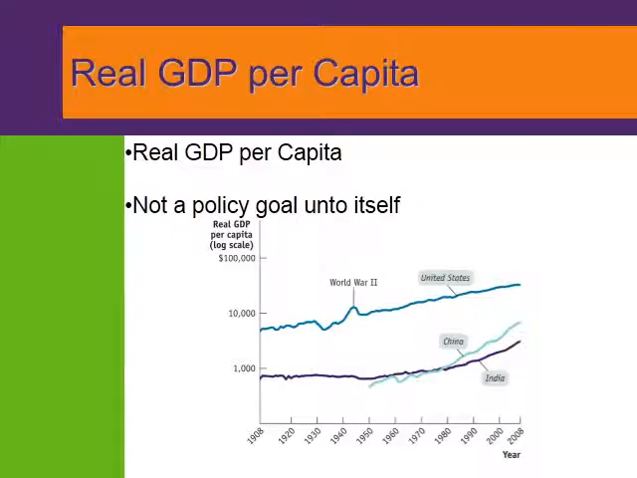Now, in spite of the importance of real GDP per capita, most macroeconomists believe that growth in real GDP per capita should not be a policy goal unto itself, but that it is an indication of how well we are doing in meeting the goal of growth in the economy.